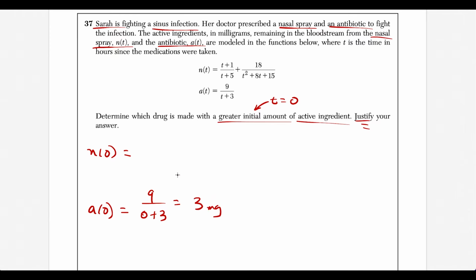Just know, general rule of thumb is for the Regents, you want to double check the rubrics, but they do not take off points if you leave out units. So here, they're not saying indicate units of measure. So you could just write 3, but I personally like to write the units in. So here, N of 0, we could find that by substituting 0 plus 1 over 0 plus 5. And then we have plus 18 divided by, plug in 0, you'll get 0 plus 15 is this. And then this we could simplify just adding the fractions ourselves. But we could also just use a calculator for this.